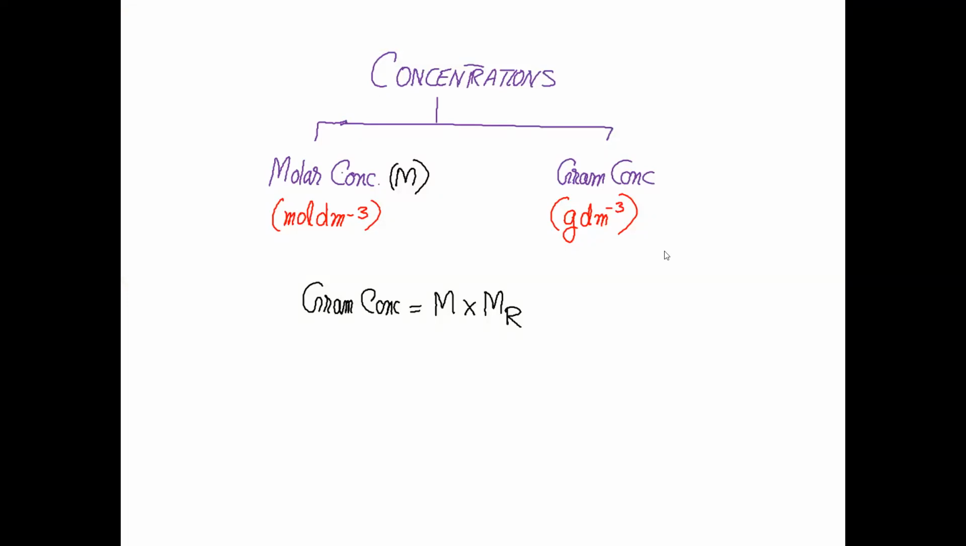We are using here 2 types of concentrations from AS chemistry. One is molar concentration and the second is gram concentration. And we have a combined formula to convert between them. Gram concentration is molar mass into molarity. You have to copy this.